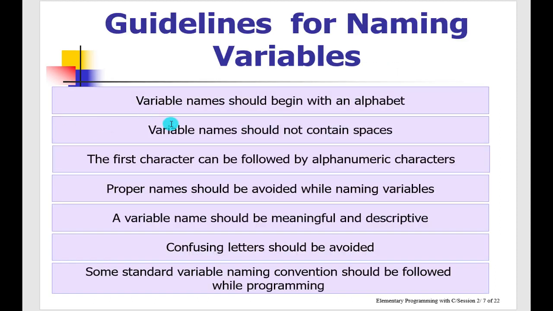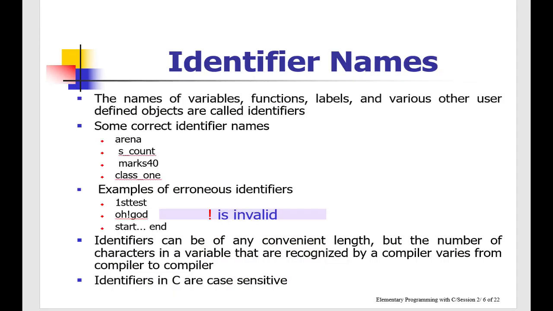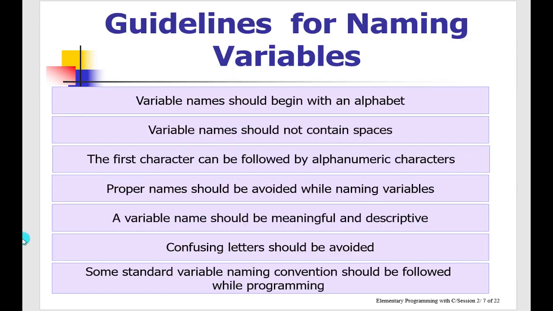The next one is that variable names should not contain spaces. And if we look at the previous slide, you can see here we have a space, a single space. That is not allowed. The first character can be followed by alphanumeric characters, and proper names should be avoided while naming variables. For example, you don't talk about John Starks or something like that. A variable name should be meaningful and descriptive.